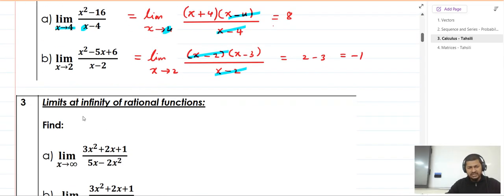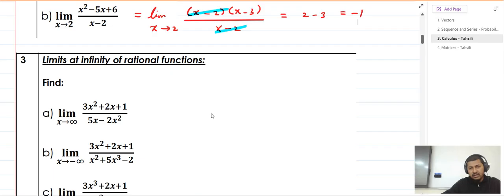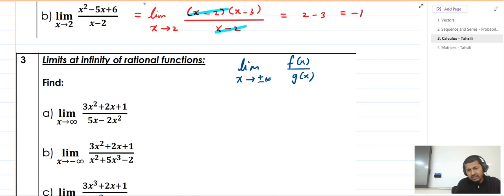Let us look at limits at infinity of rational functions. Now, for limits at infinity of rational functions, we have the limit as x approaches positive and negative infinity of f of x over g of x. We have 3 rules. If the degree of the numerator is greater than the degree of the denominator, then the answer will be either positive or negative infinity, right? It depends on what you are substituting.